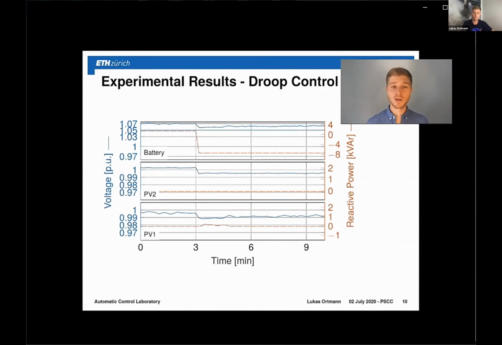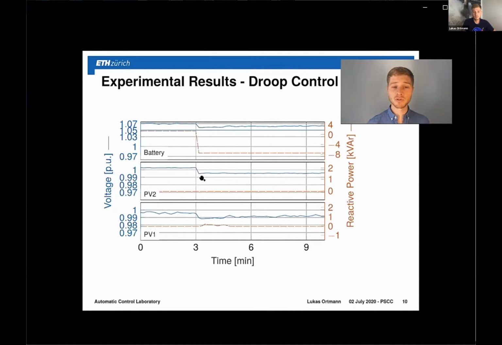Let's have a look at experimental results for a Droop controller, which is the local controller that is currently recommended in the grid codes. What we can see here in this figure is 10 minutes of measurement data on the x-axis. On this y-axis, we see the reactive power injected by the inverters, and on the left y-axis, we see the voltage at these inverters. In the beginning, we have this large overvoltage due to a large active power injection of the battery. At minute 3, we activate our controller. The battery sees the overvoltage and then reduces its reactive power to its minimum value. This lowers the overvoltage, but it's not enough to bring the overvoltage back into the range of lower than 1.05.